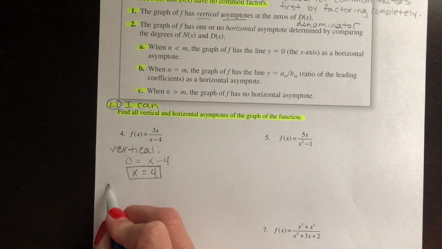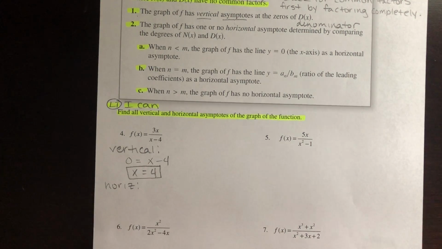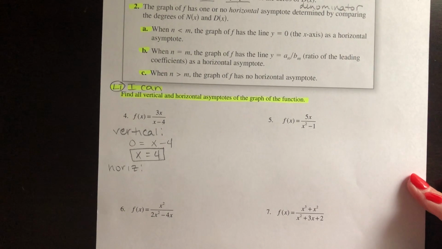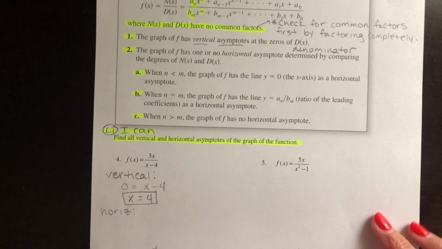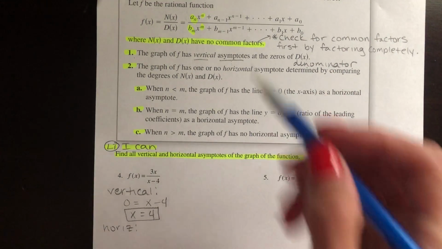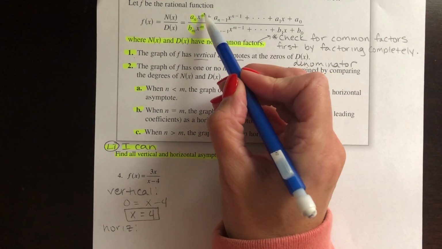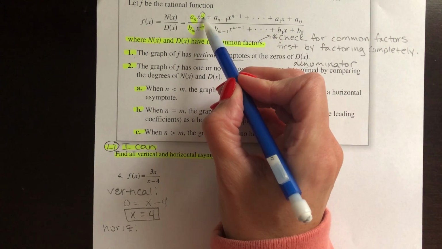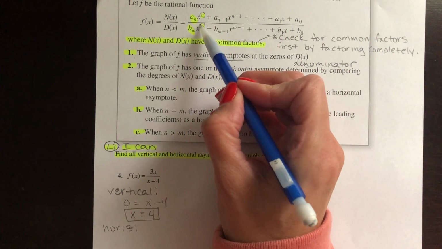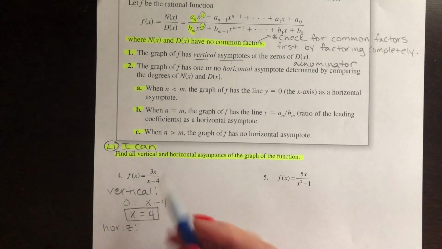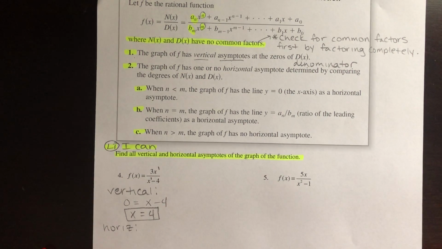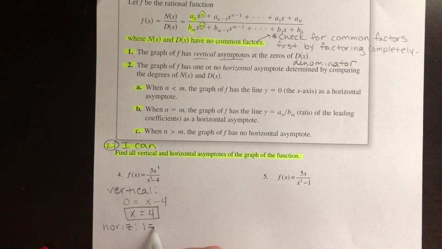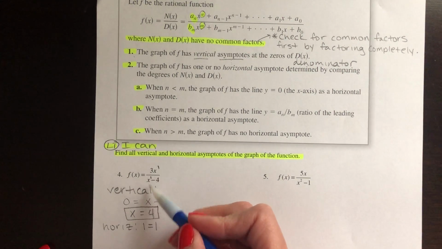Okay, so that's vertical. Now let's talk about horizontal. So horizontal is a little more complicated. You have to take a few things into consideration. So the first thing you need to do is find the degree of the numerator and the degree of the denominator. So n and m. So whatever the degree, or the highest exponent, of the top and whatever the highest exponent of the bottom. So this would be the degree of 1 for the numerator, degree of 1 for the denominator. So 1 equals 1. Top equals bottom.